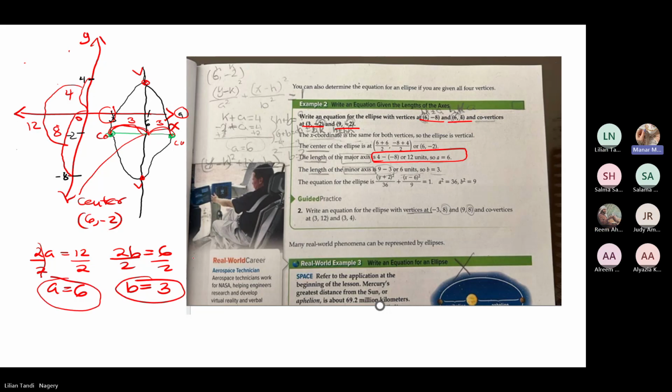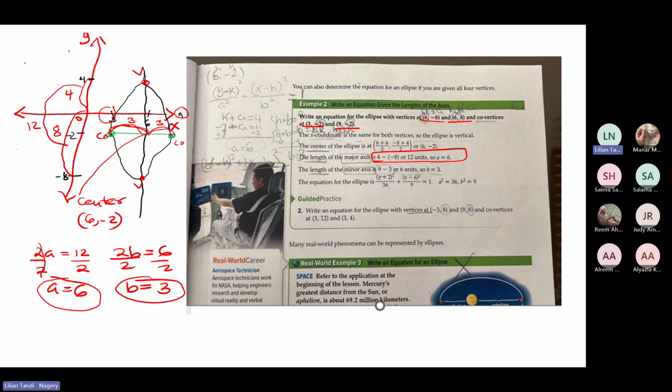Then divide by 2. Yes, but that's not the midpoint. Midpoint is both of them together. That's what midpoint is. When you have the vertical, you use the X. When you have the horizontal, you use the Y.